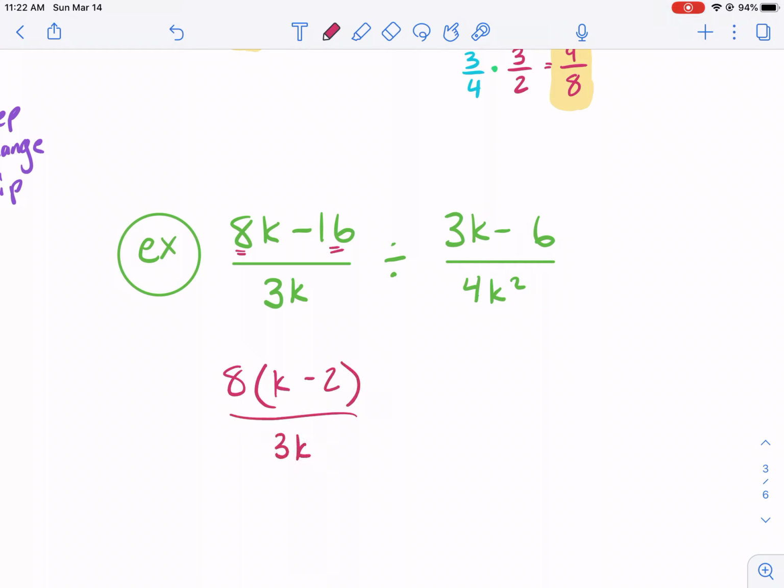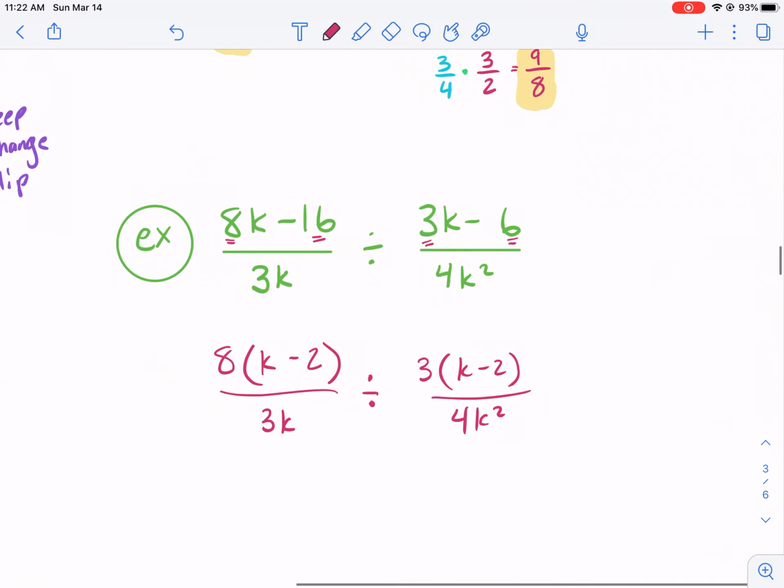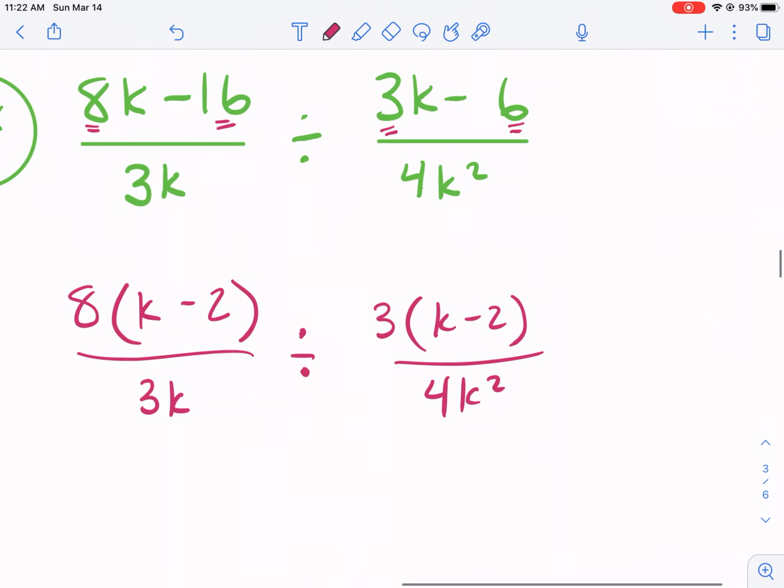3k cannot be factored any further. We're going to keep this sign the same for now. And now we're going to look at this one. Can we factor out something from here? Yes, we can. The 3 and the 6 have a common factor, which is 3. What's left is k minus 2 again, over 4k squared, which cannot be factored any further. So that was factor, check. Now reduce. Can we reduce anything?